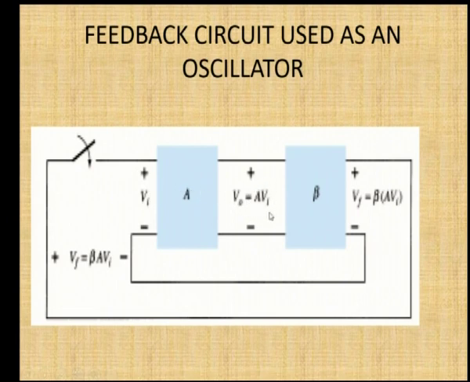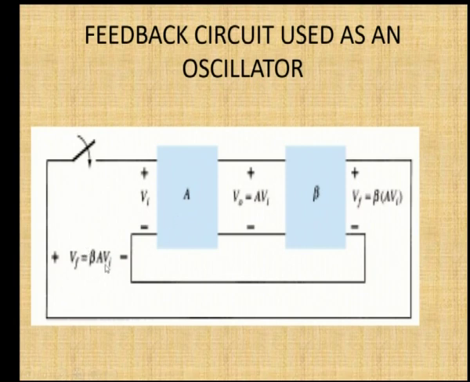So after the amplifier, the output voltage is V naught equal to A Vi, where A is the gain of the amplifier. The same voltage, the output of the amplifier, is given as the input of the feedback network, whose output is beta A Vi, where beta is the gain of the feedback network, and the same voltage is again given as the input of the amplifier. Here the feedback voltage is given as beta A Vi. What is beta and what is A? Beta is the gain of the feedback amplifier and A is the gain of the amplifier.